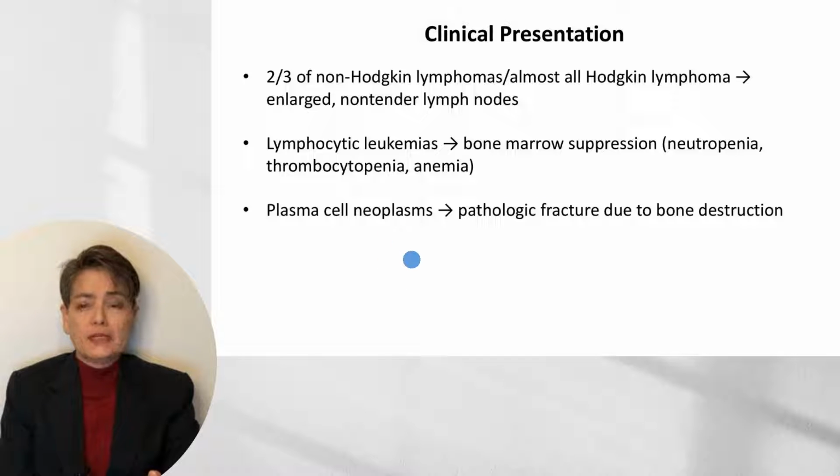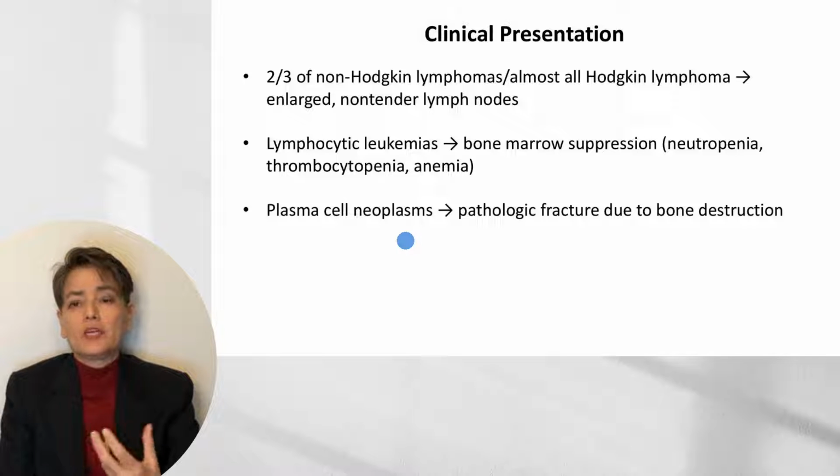With our plasma cell neoplasms, we're going to get these masses and sheets of plasma cells within the skeleton, which are going to be lytic, so dissolving bone, and this can lead to a pathologic fracture due to bone destruction. We'll talk about this as well, that because of the release of immunoglobulins, we can get renal failure as well.